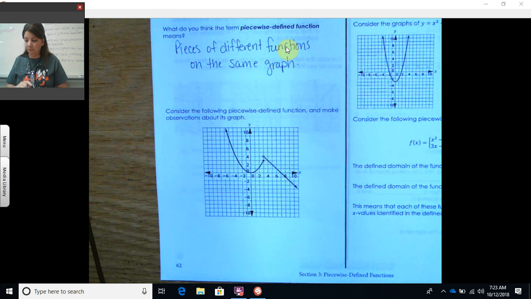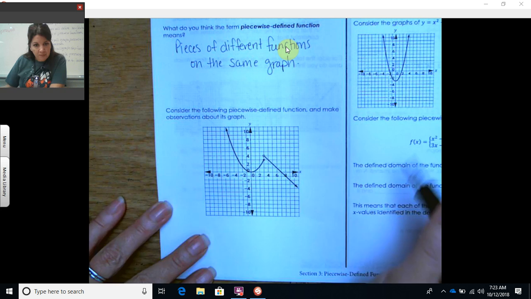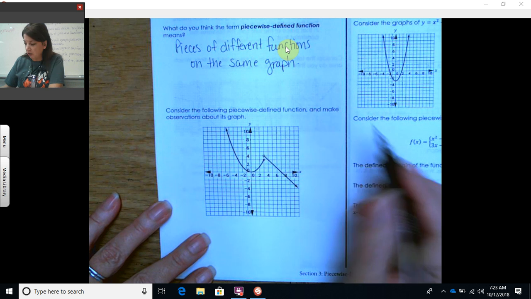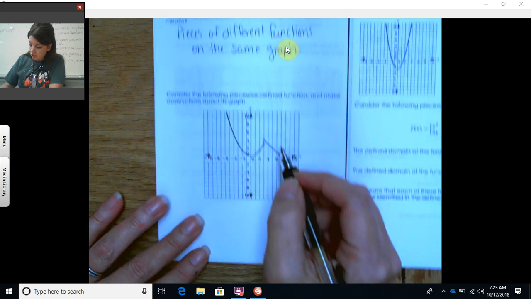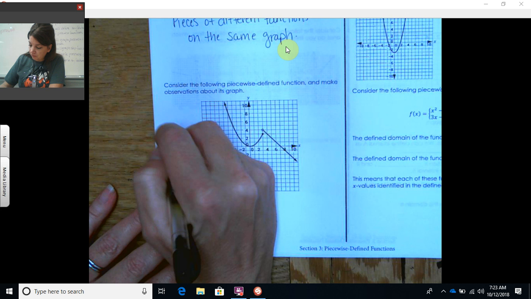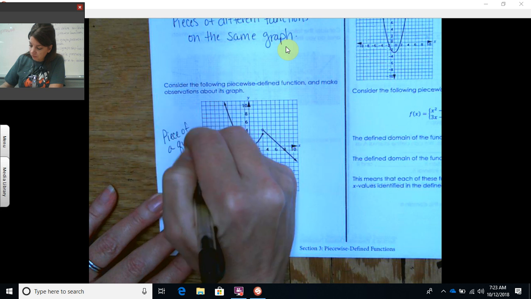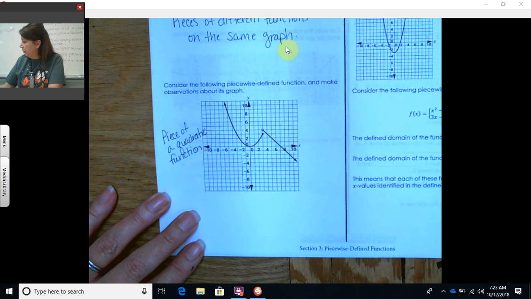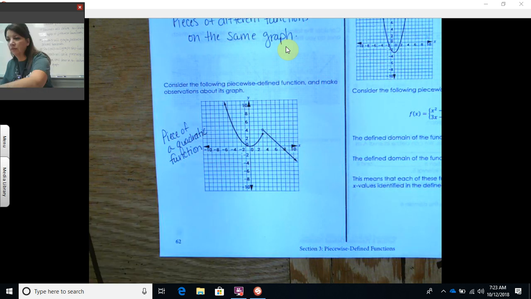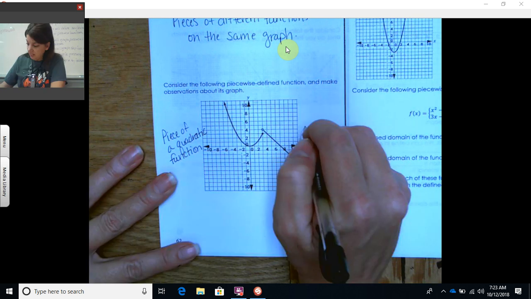What else do you notice? So I have two different types of functions. Yeah, what's this type called? Or it's a piece of a what kind of function? Quadratic function. So we have a piece of a quadratic function. And what's the other piece? What kind of function is it a piece of? Linear function, yes. So over here we have a piece of a linear function.